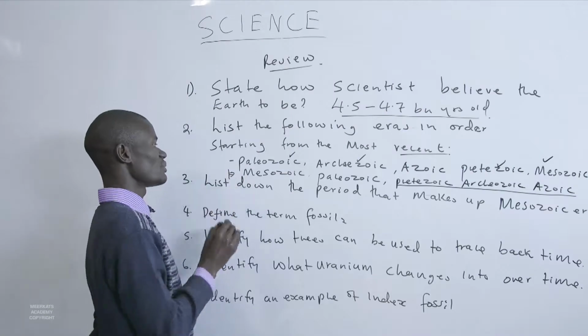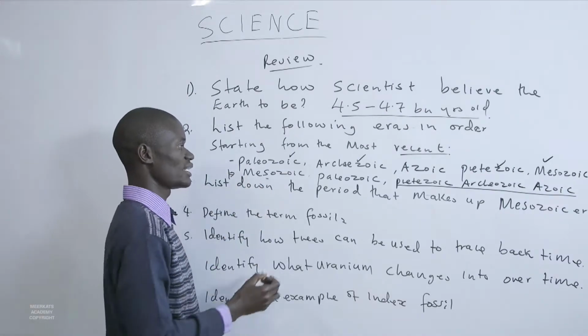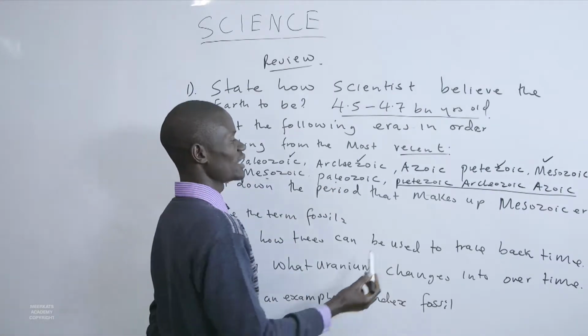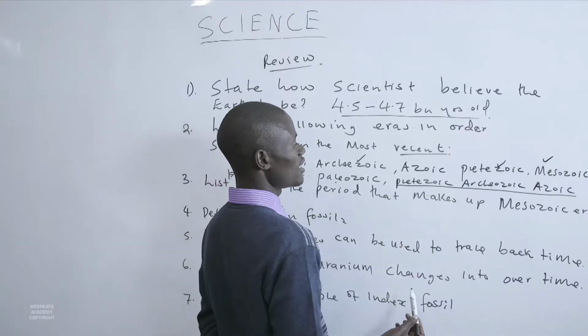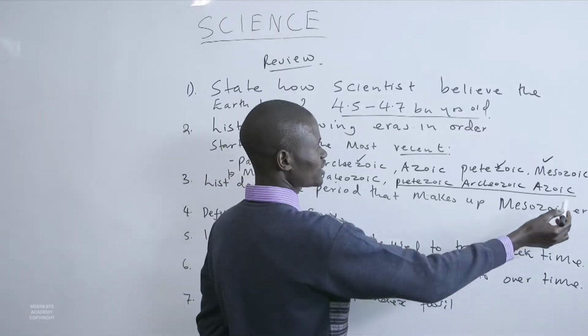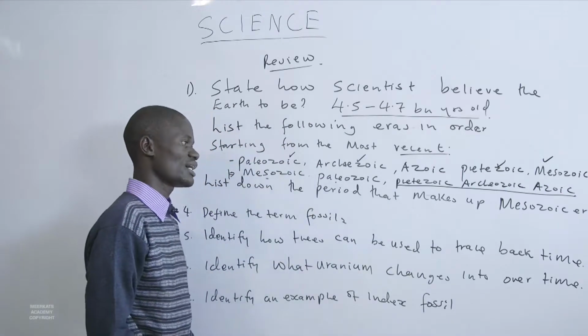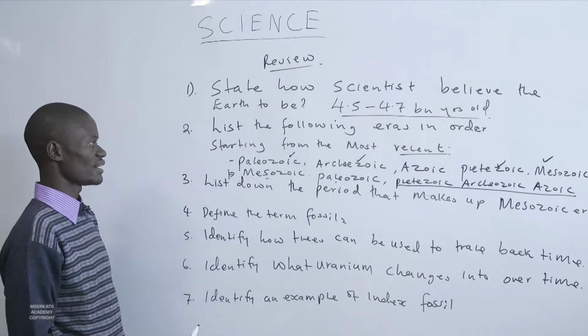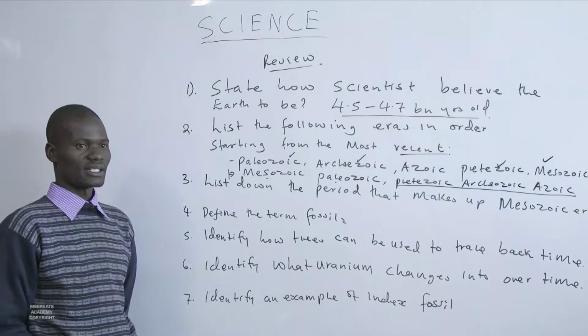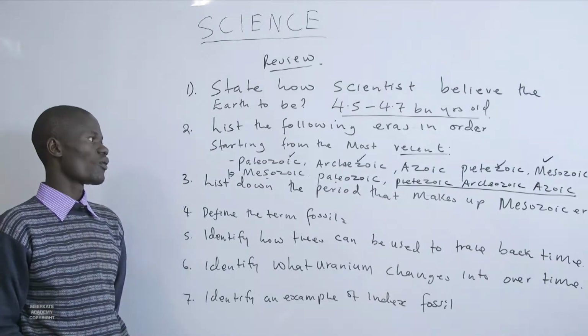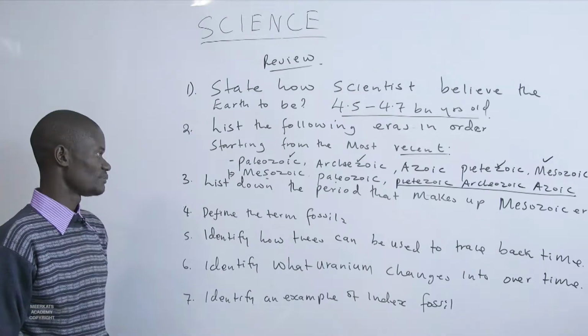Therefore, starting from the recent one, we have the Mesozoic, then the Paleozoic, followed by the Proterozoic, then Archaeozoic, and the last is the Azoic era. These are the eras in their order.